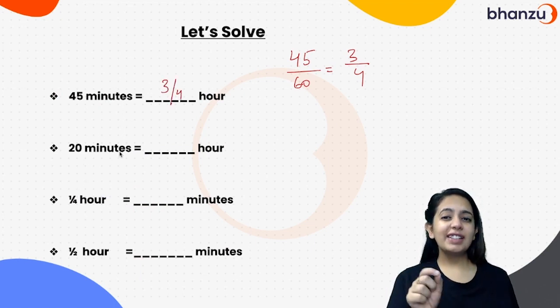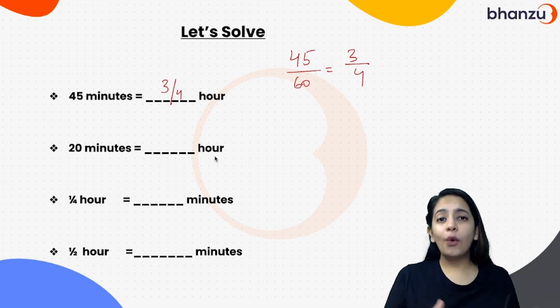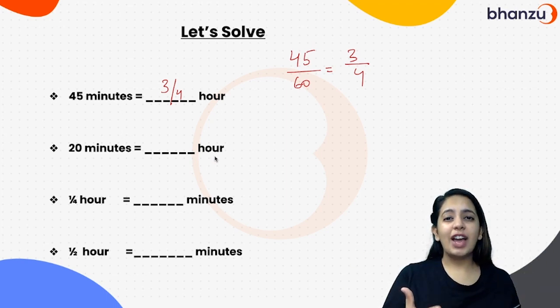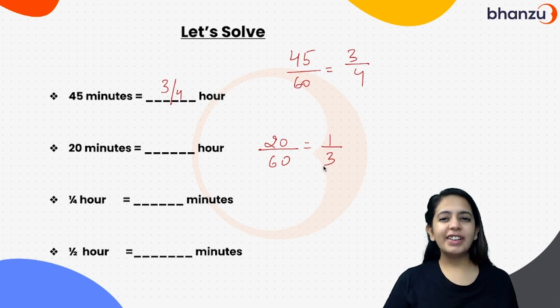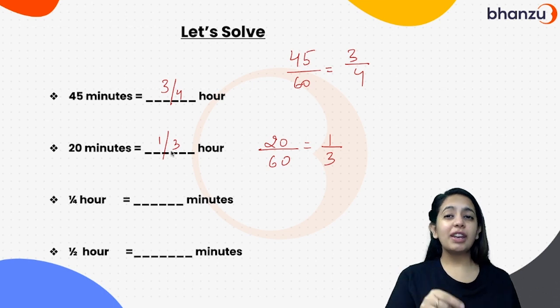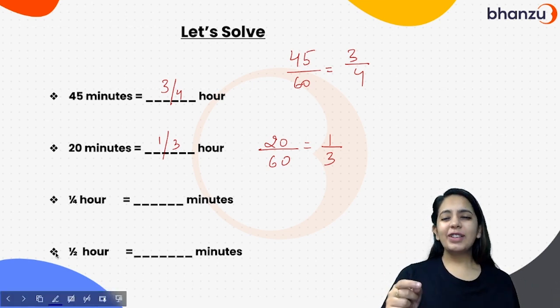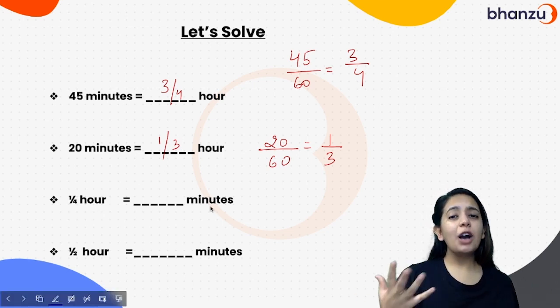Now 20 minutes is what part of an hour? That out of the whole 1 hour, how much fraction constitutes 20 minutes? So for that, we will again make the fraction 20 minutes by 60 minutes, and this is equal to 1/3. So therefore, the answer over here is 1/3. 20 minutes is 1/3 of an hour. And now the question is, 1/4 of an hour equals how many minutes?